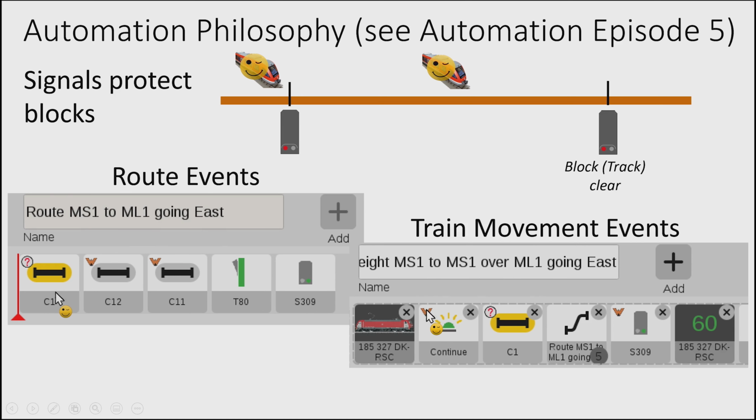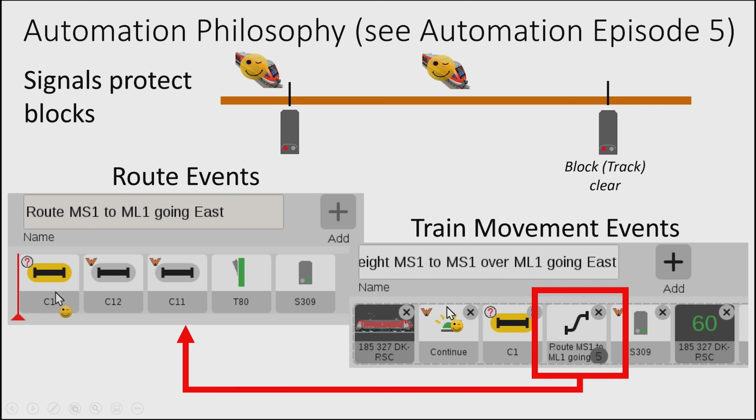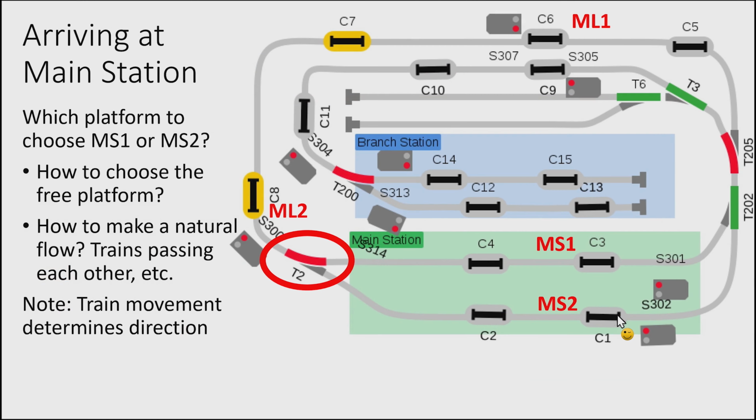The train movement event, so here's the corresponding train movement event going from MS1 to ML1. It would actually call the route. So basically what the train would do is when it's ready to drive, it would call the route and ask it to set the correct route. Whenever the route sets the signal to green, then the train will be waiting for the green signal and then it can drive. Now let's go back to our little layout.